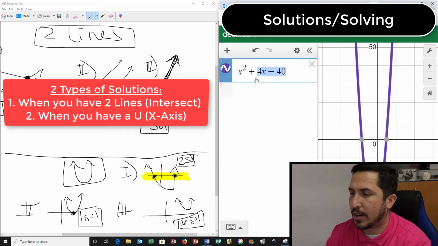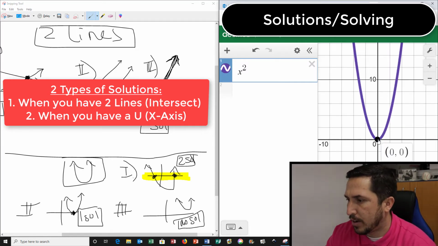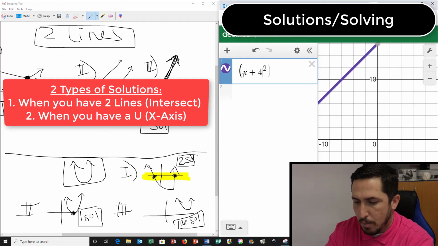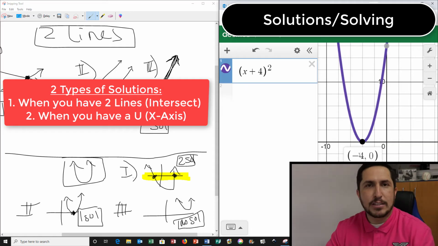All right, here's one where it only has 1 solution. Look, right here, the 0. Cool, done. Or it might look like this. Plus 4. All right, here he goes. Look, 1 solution right here. Click it. Negative 4, that's your answer, and you're done.